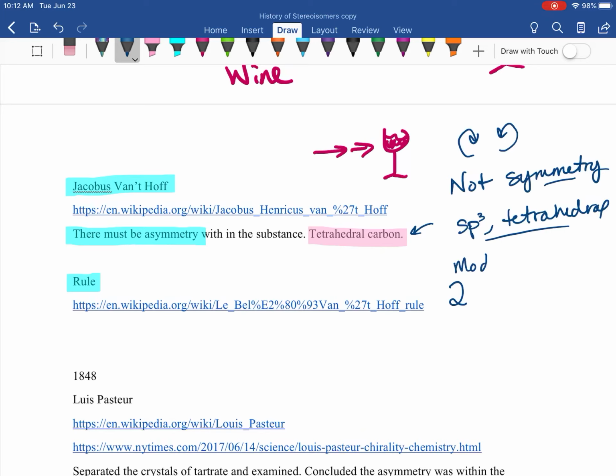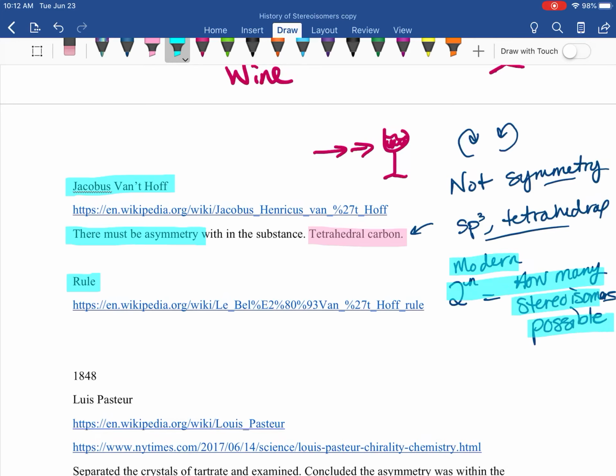And in modern day, we give credit and we use something called the Van't Hoff rule, which is going to tell us how many of those stereoisomers are possible. So let's mark this down as modern. We are going to keep this, and we're going to add this. This is the Van't Hoff rule. We're going to add that to our vocab at the bottom of this video. We're going to make a big chart of vocab. So we are going to use the Van't Hoff rule when we get a little bit farther in our vocab.